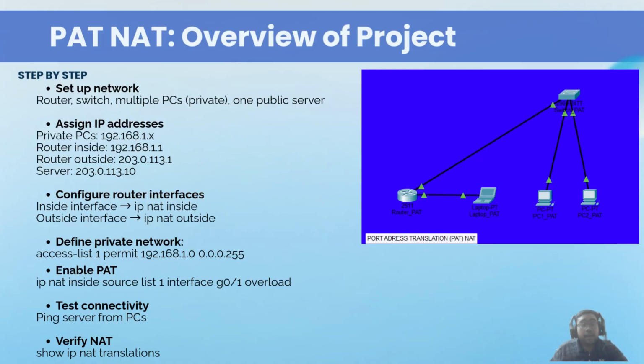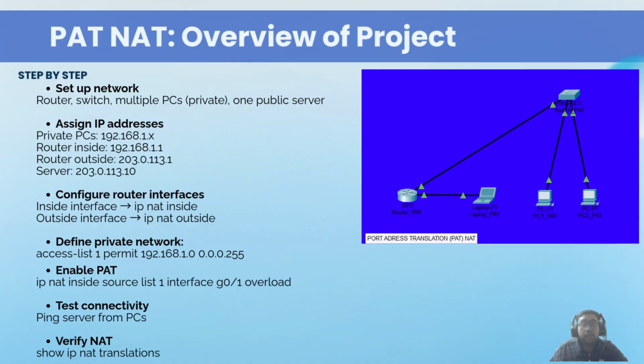Second, we assign IP addresses to all devices. The private PCs will be assigned IP addresses in the range of 192.168.1.x. The inside interface of the router was assigned the IP address 192.168.1.1, and the outside interface of the router was assigned the public IP address of 203.0.113.1. Finally, the public server will be assigned the IP address of 203.0.113.10.